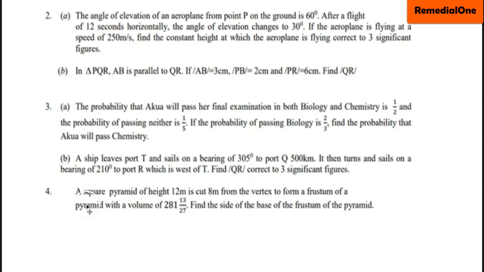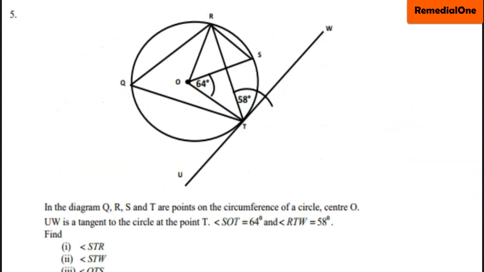The fourth one, a square pyramid of height 12 meters is cut 8 meters from the vertex to form a frustum of a pyramid with a volume of 281 13 on 27. Find the side of the base of the frustum of the pyramid. Let's look at the last question for the composite side.